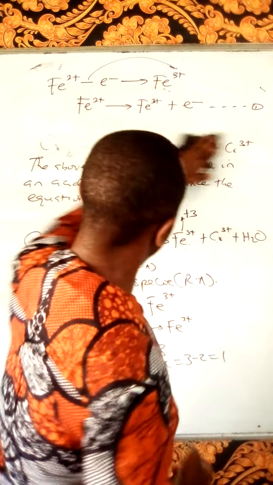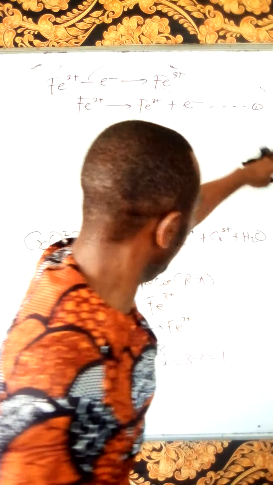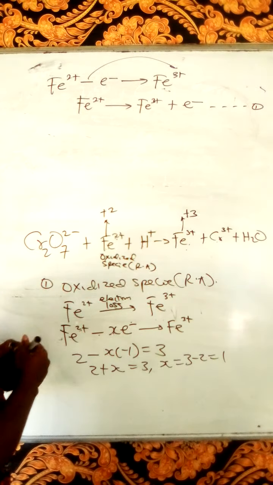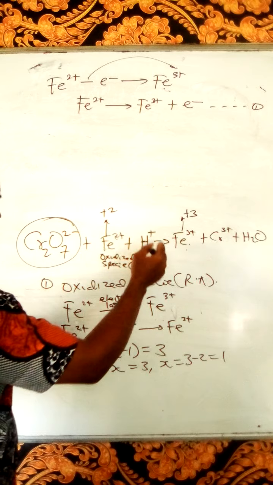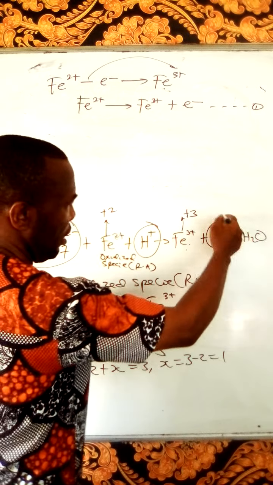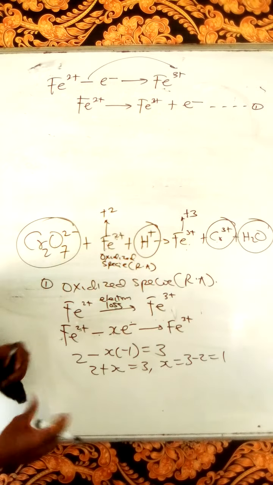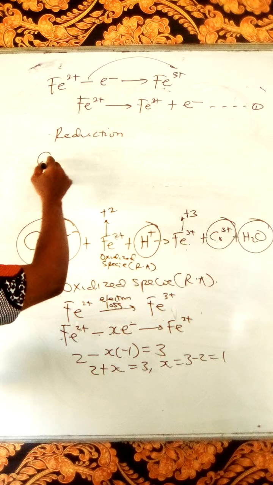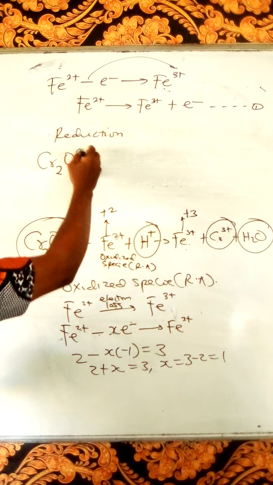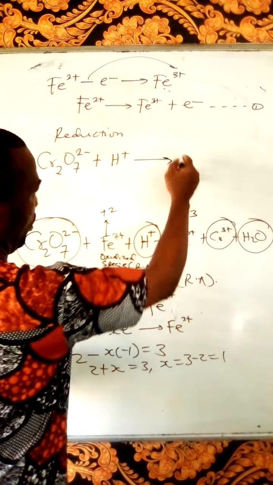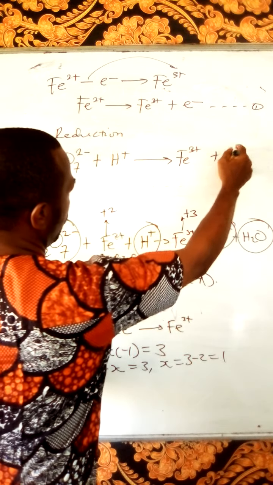Okay, having done that, we now move to the reduction half cell equation. Let's go to the reduction half cell and know the substance. Since the iron 2 has been oxidized, the remaining substances will now form the reduction half cell, which are dichromate ion, hydrogen ion, chromium 3, and water, used to write the reduction equation. So going to the reduction equation, we now have Cr2O7 2- plus hydrogen ion, giving us chromium 3+ plus water.